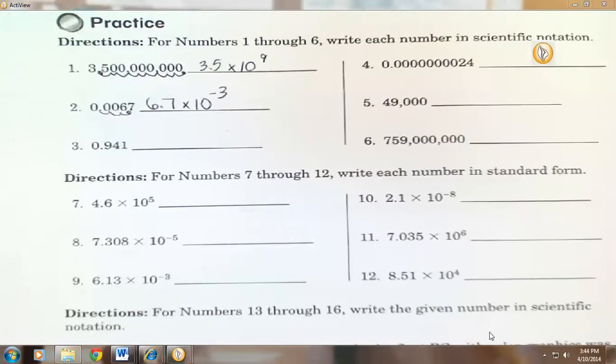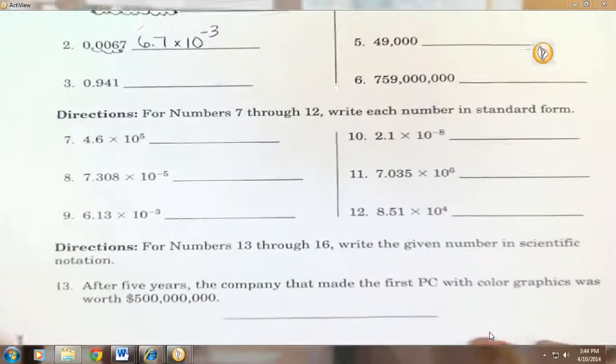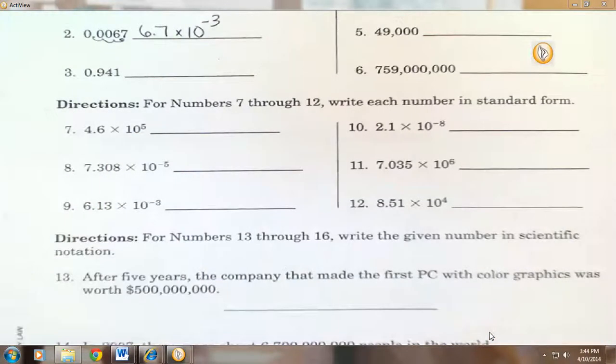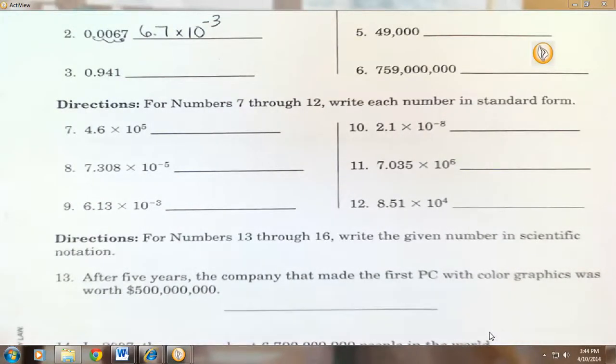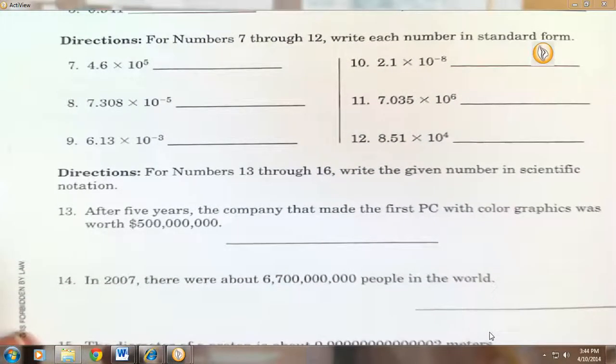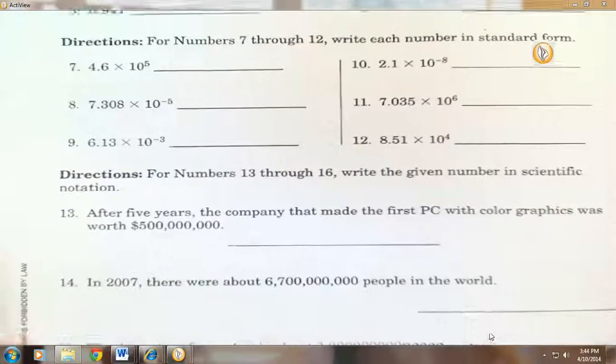7 through 12, you are writing those into standard form. Remember, if you have an exponent that's positive, we're trying to make our number very big. But if you have an exponent that's negative, we're trying to move that decimal so it's going to be a really small number. 13 to 16, you are writing your answers in scientific notation. And that should be it.